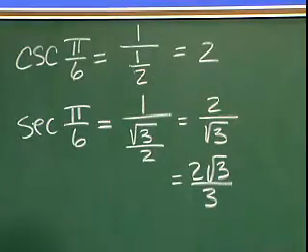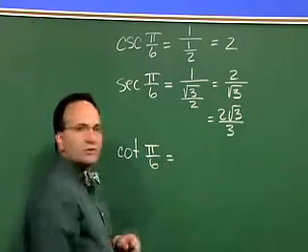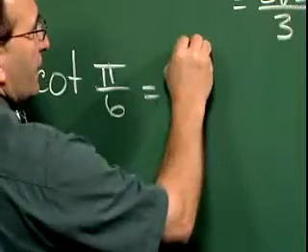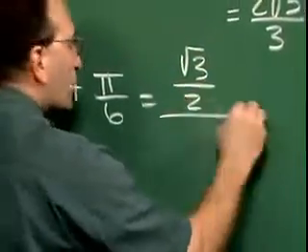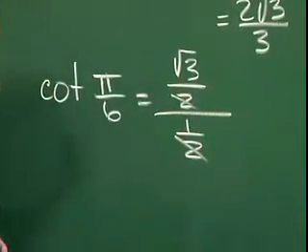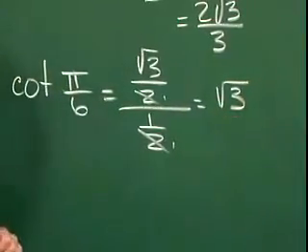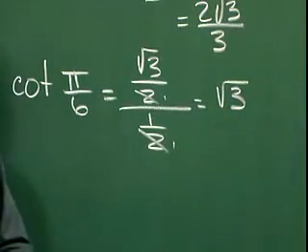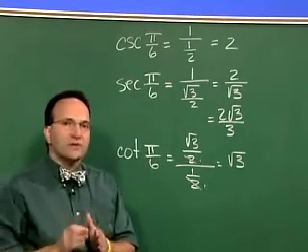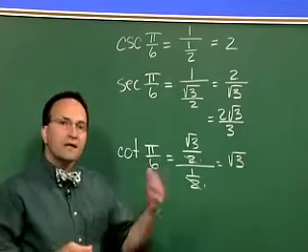And then finally, for my cotangent of pi over 6, that's equal to x over y. X is equal to the square root of 3 over 2, and y is equal to 1/2. I can cancel out my 2's, and that leaves me with square root of 3 over 1, which of course is just the square root of 3. All right, that's how you find the 6 trig functions using the new circular definitions of, in this case, one of the special angles.